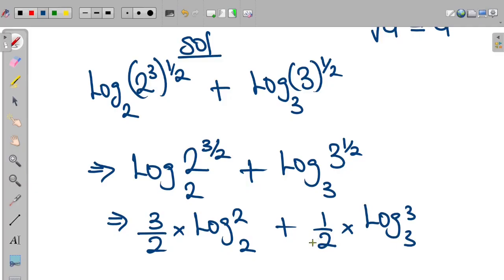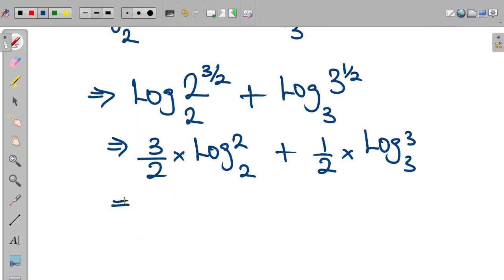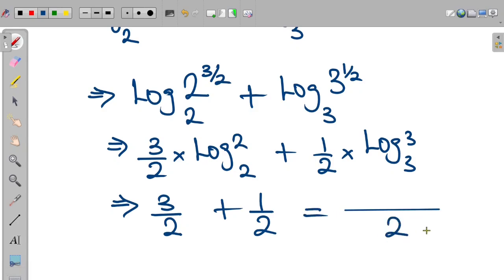Now recall that logarithm of a number to its own base is 1. So therefore, log 2 to base 2 is 1, and log 3 to base 3 is 1. So this expression will now reduce to 3 divided by 2 plus 1 divided by 2. So at this point, this becomes 2 as LCM.